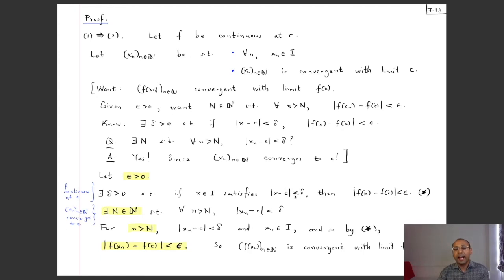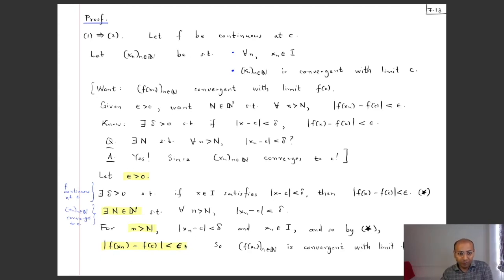And so I know from this starred statement that for whatever x you have which satisfies this, I am guaranteed that mod of f of x minus f of c is less than epsilon. So since I have that mod of xn minus c is less than delta, in other words xn satisfies this, I know that the corresponding f of xn satisfies this. So mod of f of xn minus f of c is less than epsilon, and this happens for every little n beyond this index, because all of those satisfy this inequality. And so we have got what we wanted.